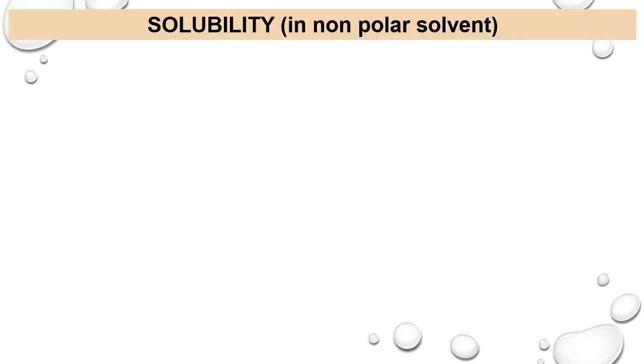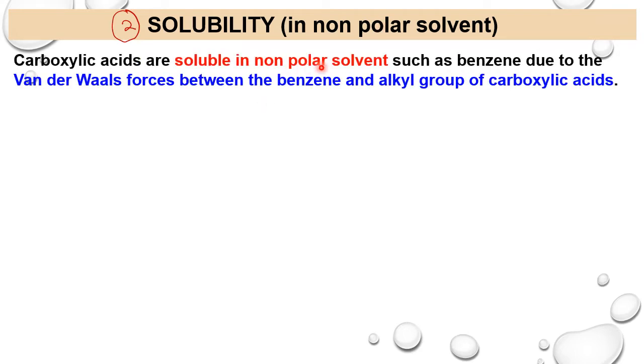Okey, masih lagi kita cerita tentang solubility, so physical properties yang kedua. Okey, tapi sekarang kita akan cerita solubility in non-polar solvent. Okay, so basically, carboxylic acids are soluble in non-polar solvents such as benzene due to the van der Waals forces between the benzene and alkyl group of carboxylic acid. So, kena ingat, mana-mana structure dalam dunia ni, okay, confirm dia akan ada London forces. Okay, so London forces can form van der Waals forces. Okay, then London forces adalah a type of van der Waals forces. So, dia boleh larut dalam mana-mana organic solvent.